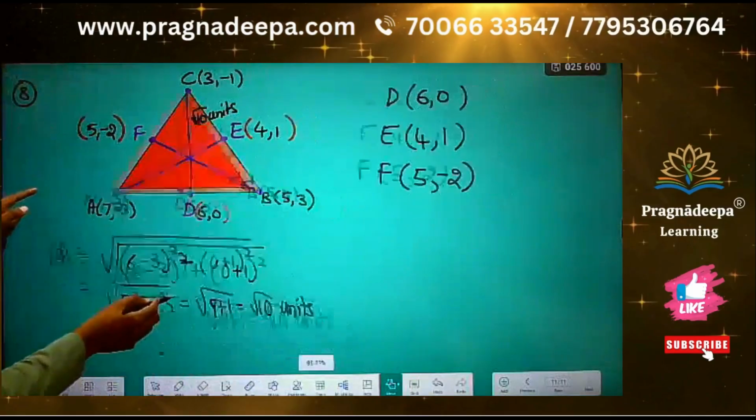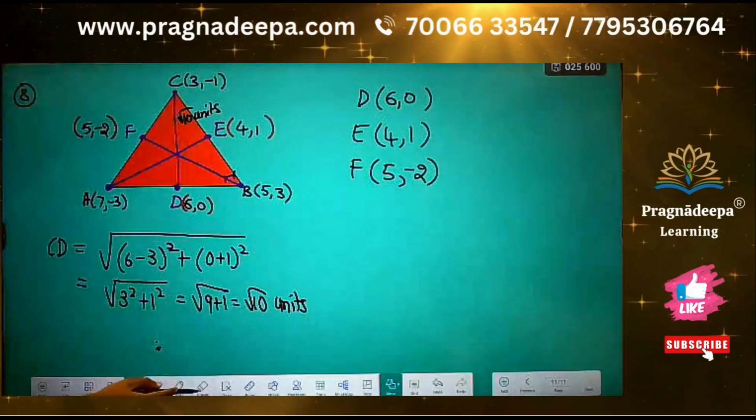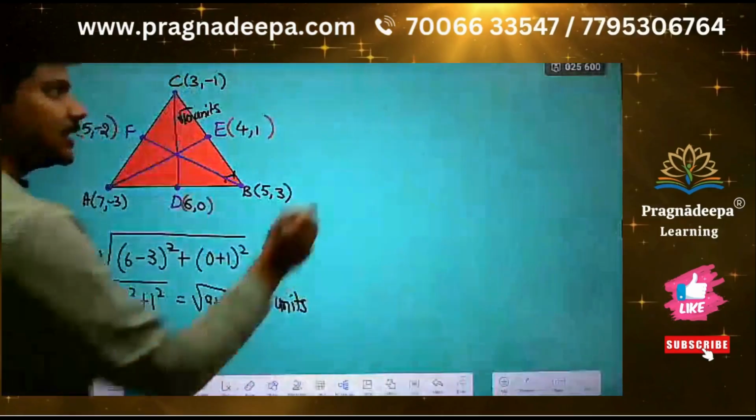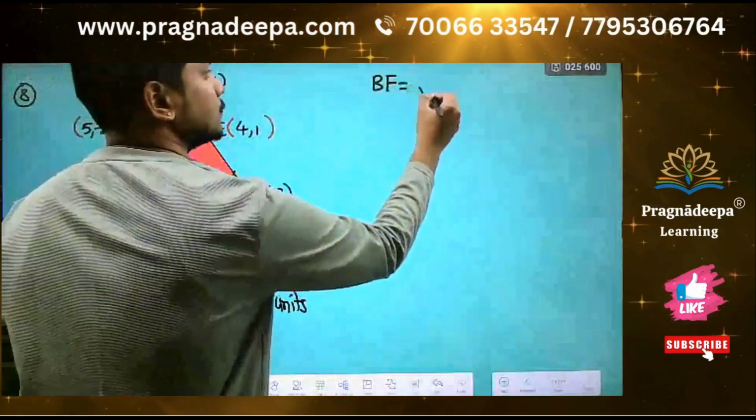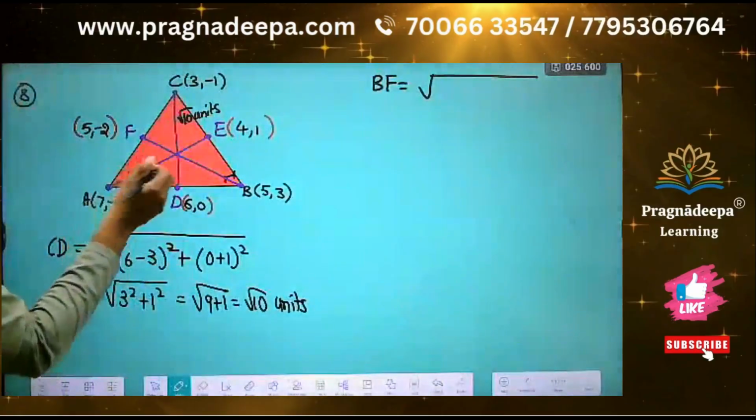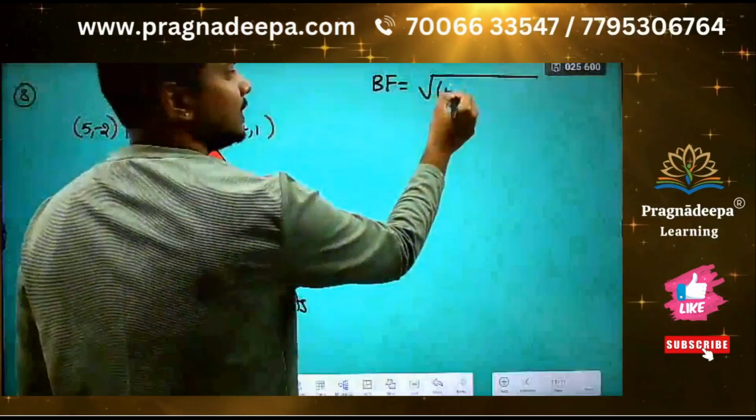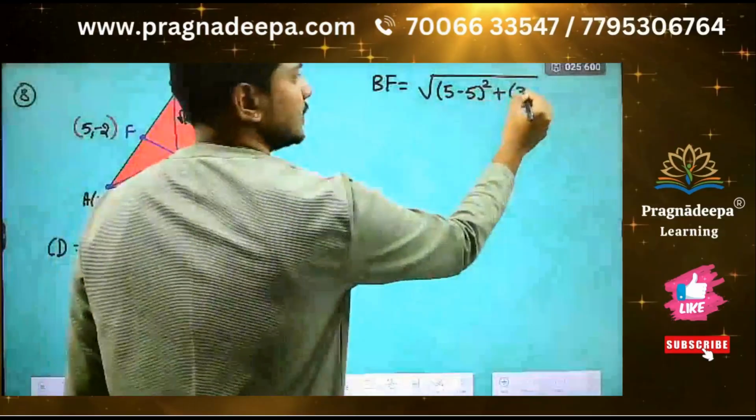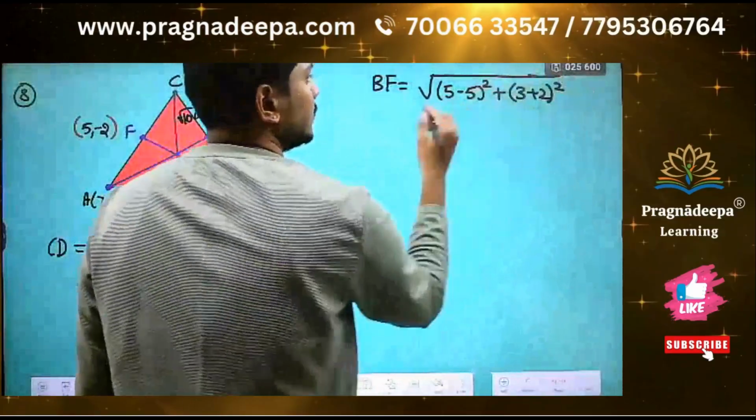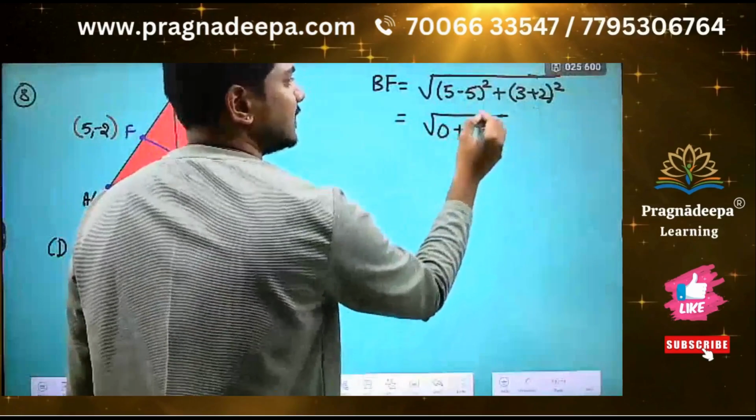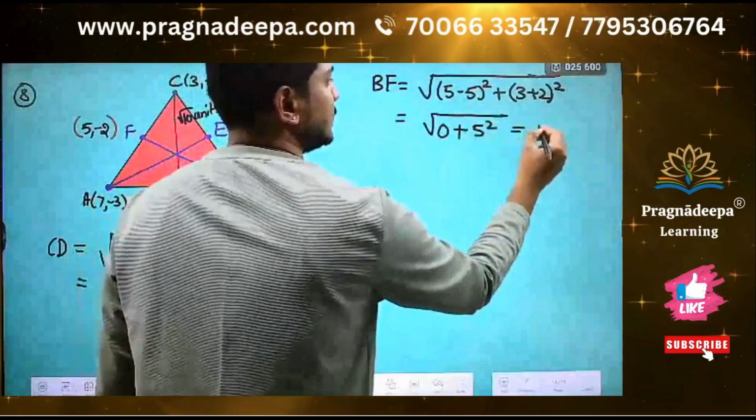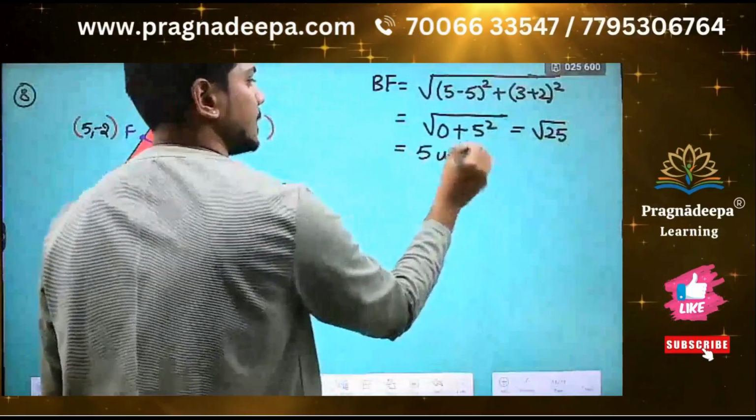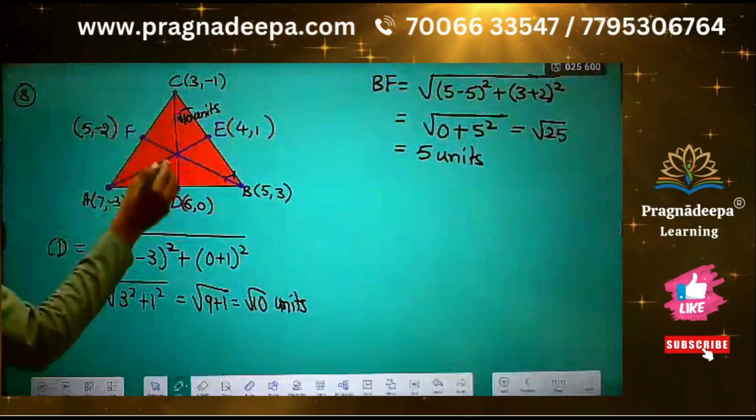BF is equal to square root of (5 - 5) whole square plus (3 + 2) whole square. So 0 plus 5 square. This is nothing but root 25. That is nothing but 5 units. So BF is 5 units.